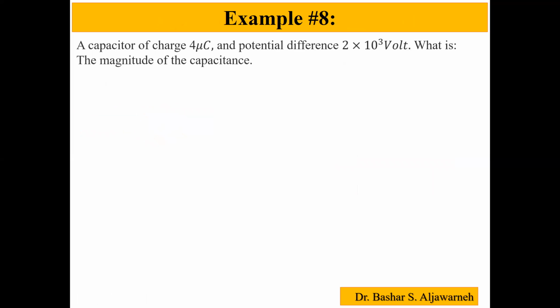First example, which is about a capacitor of charge 4 microcoulomb and potential difference of 2 times 10 to the power 3 or 2 kilovolt. What is the magnitude of the capacitance? We know C equals Q over V. We have Q, but we need to convert it from microcoulomb into coulomb, and we know the potential difference. Plug your numbers, you will get 2 times 10 to the power minus 9 or 2 nanofarad.